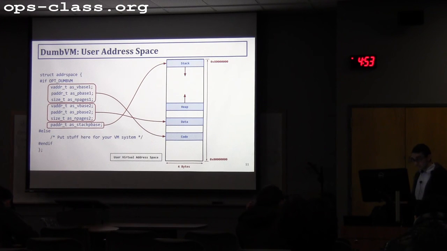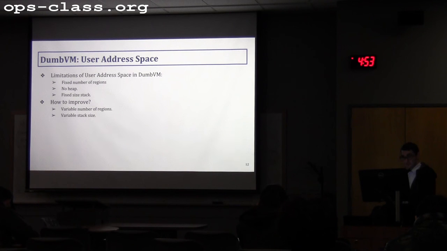So this is the dumb VM. But what you need to do, as you can see, is that we have a fixed number of regions. We don't have a heap. That's what you need to implement using sbrk also. And we have a fixed size stack.